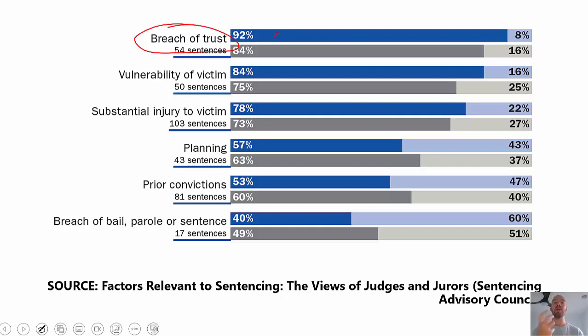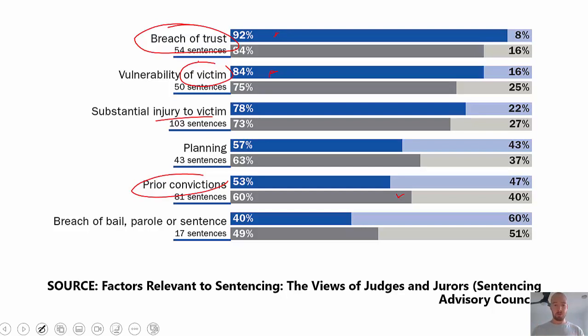That's something that really increases a person's culpability. If the victim is vulnerable, that really increases a person's culpability. The level of injury to the victim, so that's showing how important victim impact statements are, which we'll talk about in a moment. And then you get down to prior convictions. A jury, like the general public, gives that a little bit more weight than judges do. Just over half of judges gave that significant weight in their sentencing process.